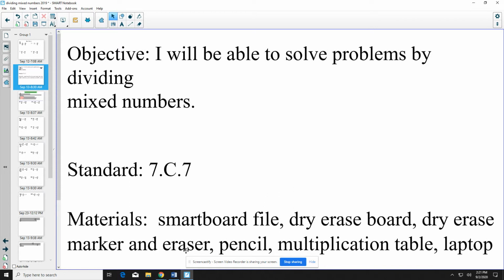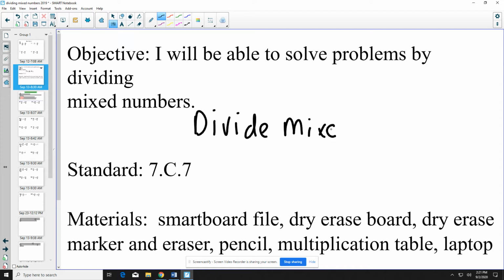Today we're going to learn how to divide mixed numbers. So please get your notebook out. You need your notebook out and something to write with. And title your notes, Divide Mixed Numbers.